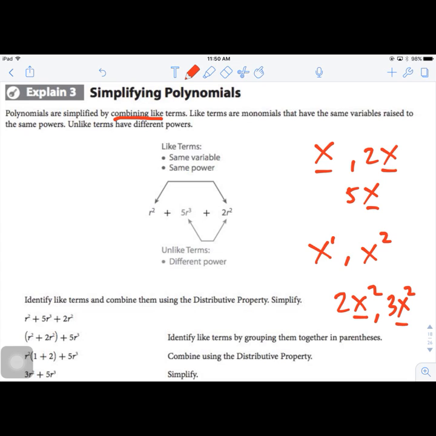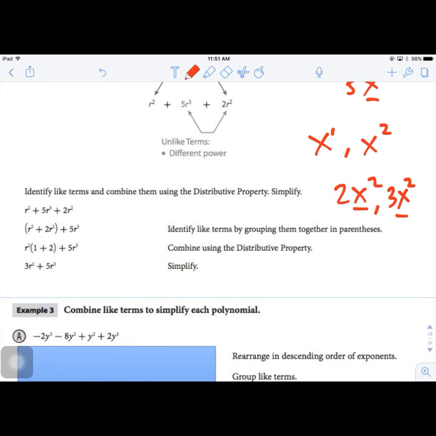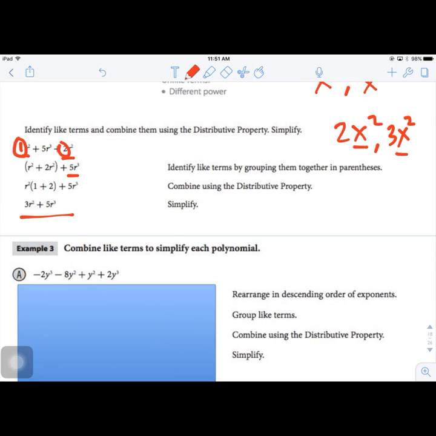So with that said, we're going to combine like terms, and we just add and subtract just like we normally do. Let's take a look at the first example. In this problem, the like terms are the ones that have the same powers. So r squared and 2r squared are like terms, and you can go ahead and add the coefficients. So 1 plus 2 gives us 3. So we have 3r squared, and then this 5r cubed is left by itself, and that would be the final answer. So that is simplifying polynomials.